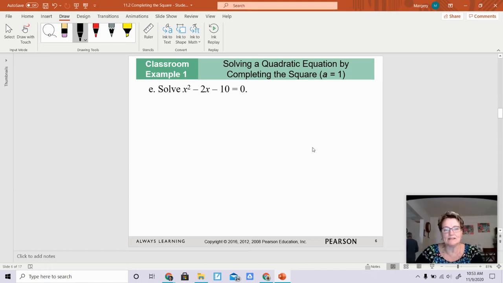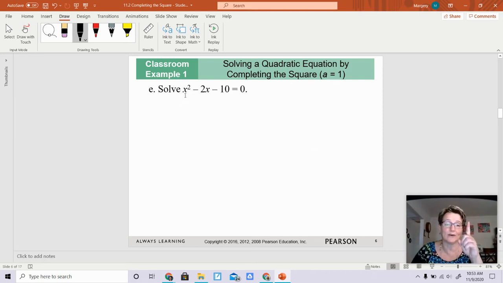This problem here says, did I just jump? I did. Okay. Solving a quadratic equation by completing the square. Now, in order to complete the square, you must have a quadratic equation, which we do. We have x squared minus 2x minus 10 equals 0. Now, because it's a quadratic equation and they want us to complete the square, the a must be 1, and it is.